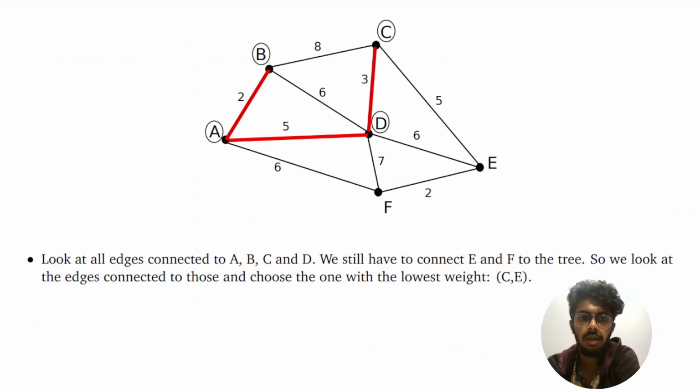Look at all edges connected to A, B, C, and D. We still have to connect E and F to the tree. So we look at the edges connected to those and choose the one with the lowest weight, which is CE.